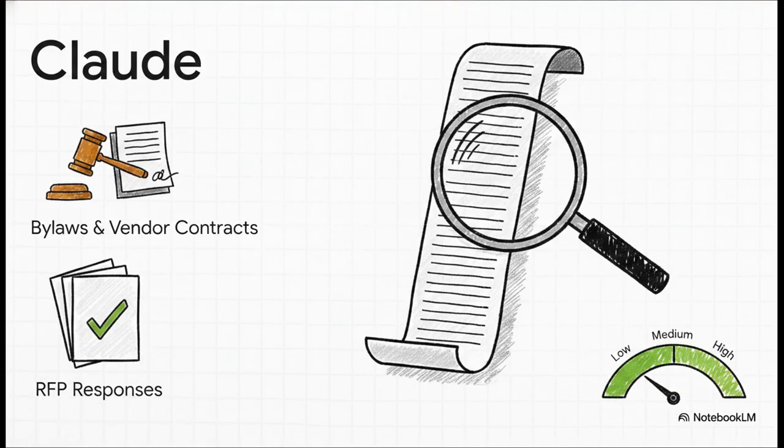All right, next up is Claude. Its superpower? Taming massive, complex documents. I'm talking about feeding it your bylaws, a 100-page RFP, that ridiculously dense vendor contract. That's where it just shines. And this is the perfect example of its value. When you give it these specific, grounded tasks, it actually has the lowest hallucination risk of the whole bunch.